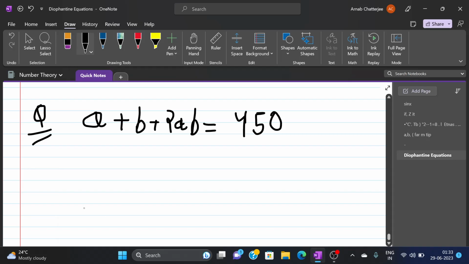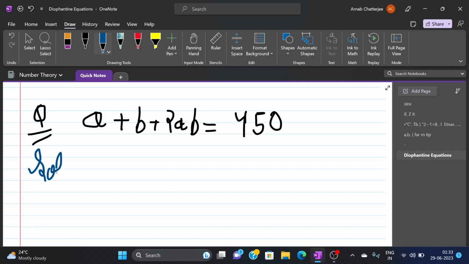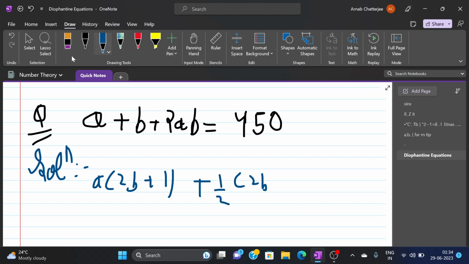Here this is the problem. a plus b plus 2ab equal to 450. Let us see how to solve this one. Pretty similar. Let us take a common from here, 2b plus 1. But what now? Here we have a b. So I will have to multiply this again with a half, right? Nothing more. The way we did earlier.